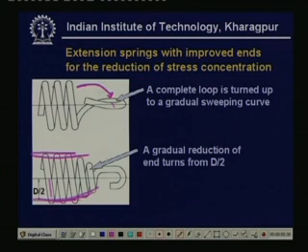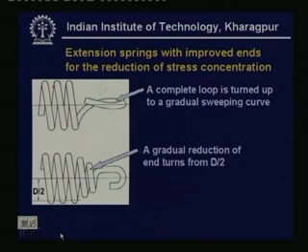So now we have learned two types of helical springs. One is the compression spring, another is the extension or tension spring. And we have also learned about their constructional features and the nomenclatures.